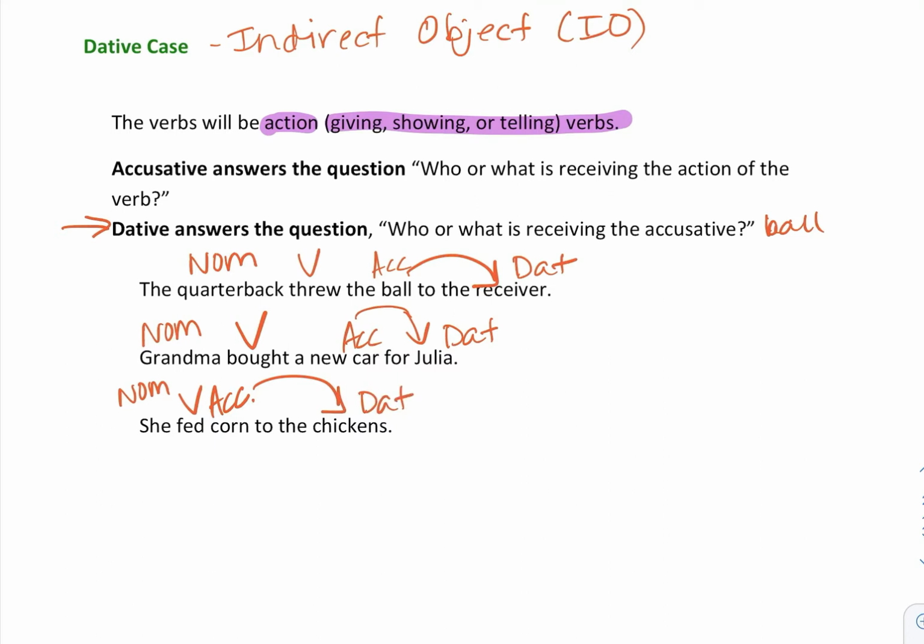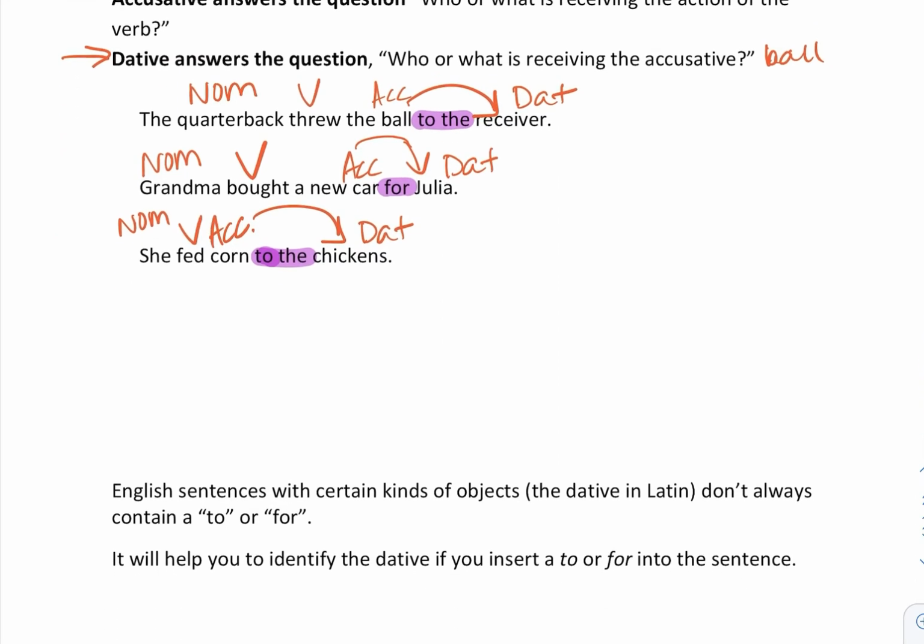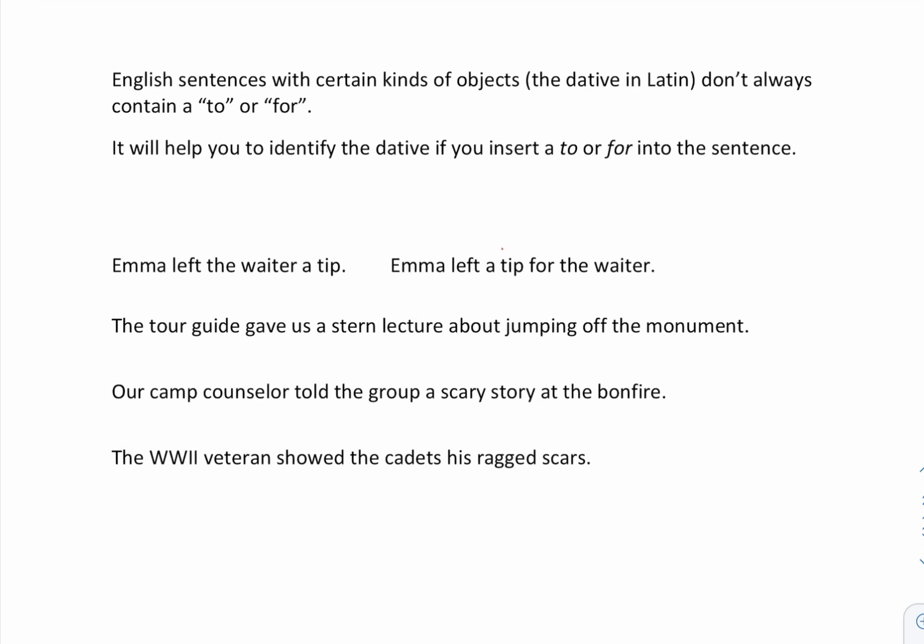So I want you to look for a pattern here, because if we can identify patterns in Latin, it'll make things so much better. If you look, every single one of these sentences has, have you noticed, a to or a for. And if you look on your chart book on page 1 where the nouns are, where we translate those into English, you'll notice that the dative into English always comes with a to or a for after it. So there's a clue. Now, some English sentences with certain kinds of objects, which is the dative in Latin, don't always contain a to or a for. So they can have different kinds of objects, like object of the preposition, but in Latin that still is the dative.